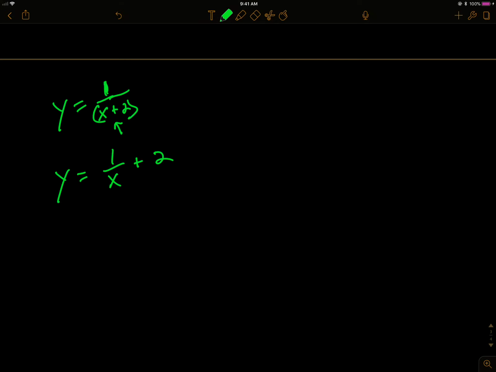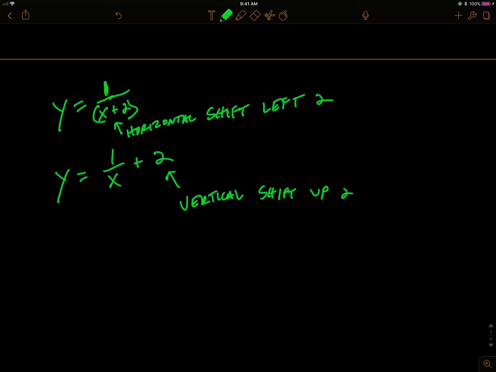We would just add it on the end. So this is a horizontal shift, and because it's horizontal, it's going to do the opposite of what you think. It would be left 2. This is a vertical shift, and it does what you would think, up 2. Okay, we'll check this out in the practice.